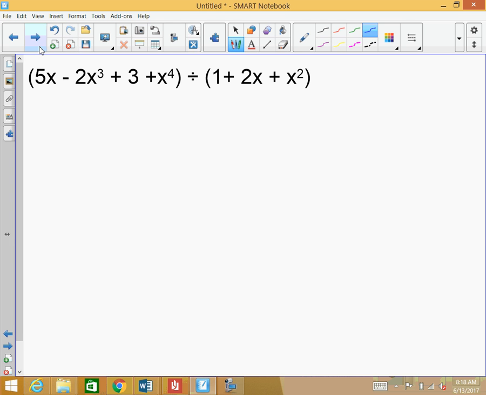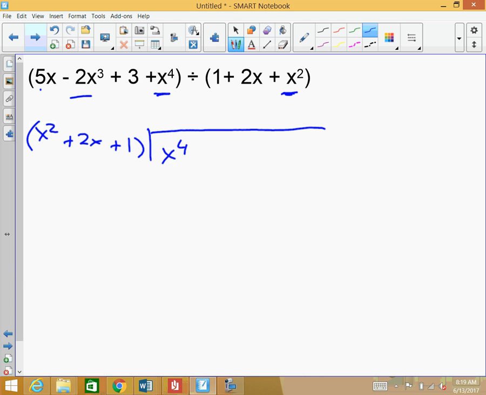And this one I'm going to do with the long division method because I got this x squared term. I can't really resolve that. So you also notice now that I have 5x minus 2x cubed plus 4x. So the terms are actually all out of order. So what I'm going to do is I'm first going to just go x squared plus 2x plus 1. Put that there. And then I'm going to put the rest in order. So x to the 4 is the biggest term. And then minus 2x cubed.